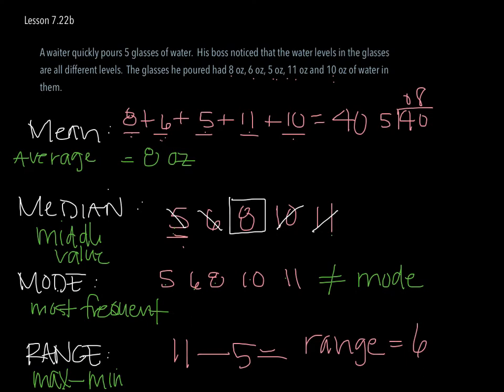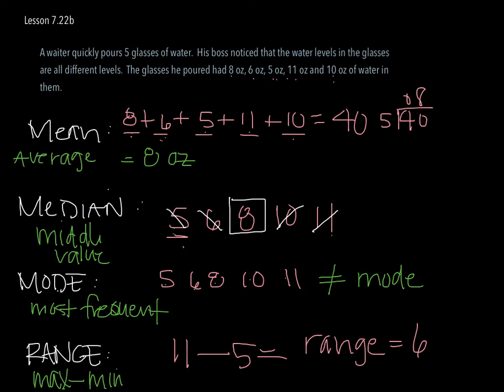Okay? So, looking back in review, mean and average are the same. To find the mean, we add up all our data points and divide by the number of numerals. So we added 8 plus 6 plus 5 plus 11 plus 10. We're going to divide that sum, which is 40, by 1, 2, 3, 4, 5 to get 8. Median is the middle value.